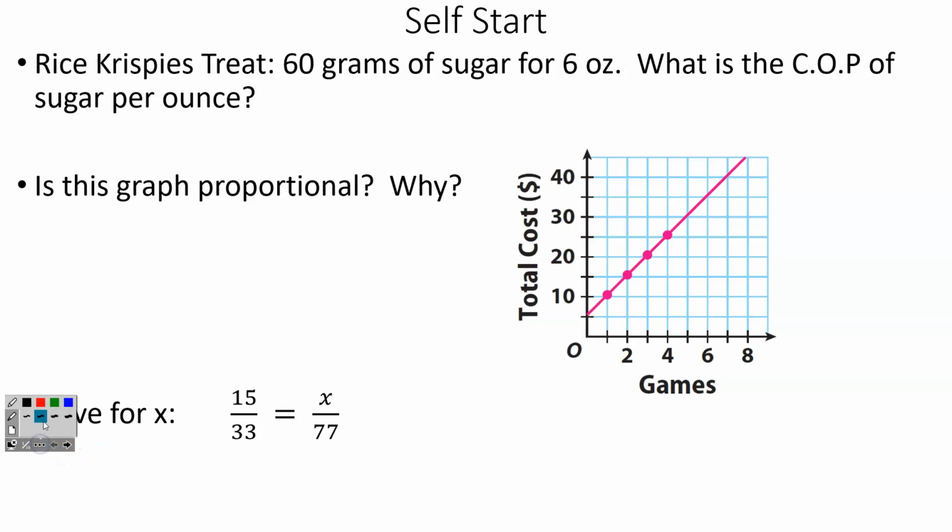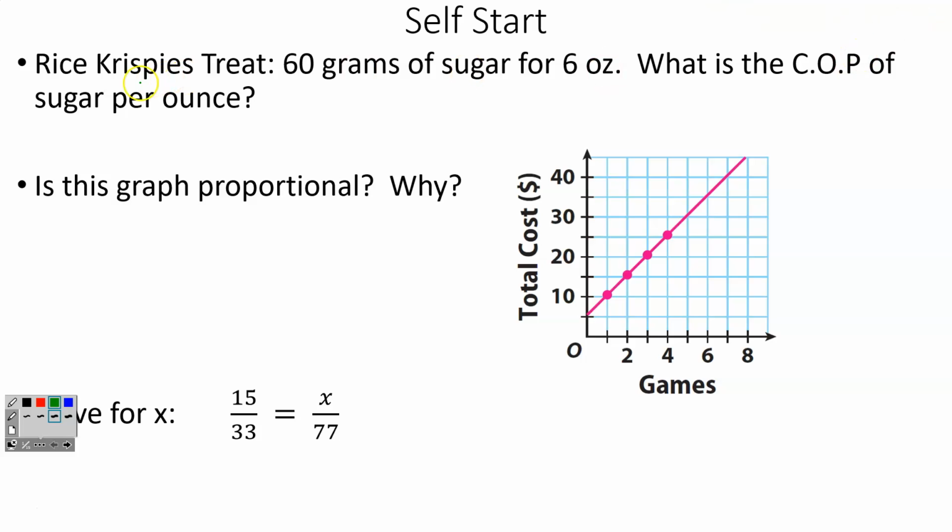We're going to start off today with a self-start. First question says, Rice Krispie Treat has 60 grams of sugar for 6 ounces. What is the COP of sugar per ounce? So remember, COP from yesterday was one of our vocabulary words. It's just like saying unit rate, so per one.